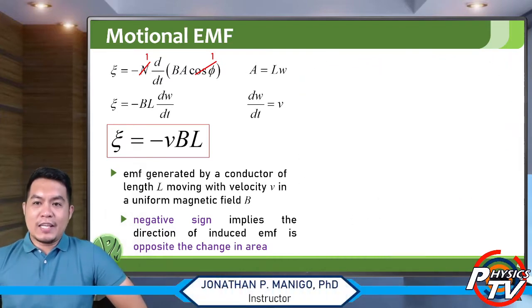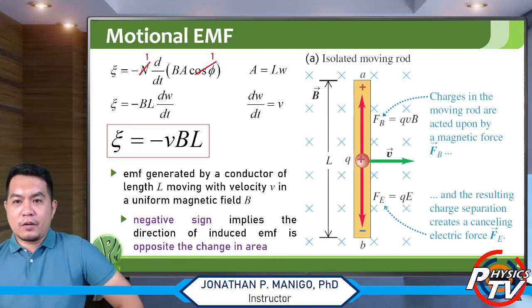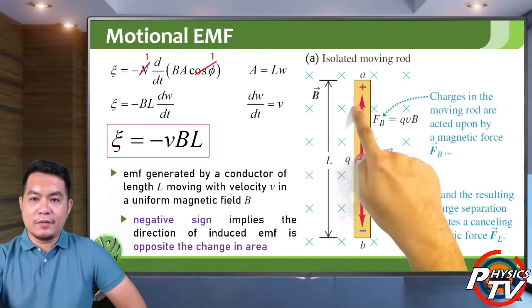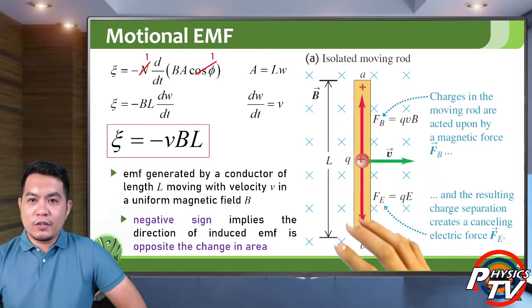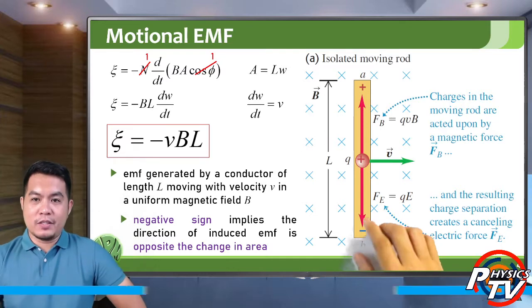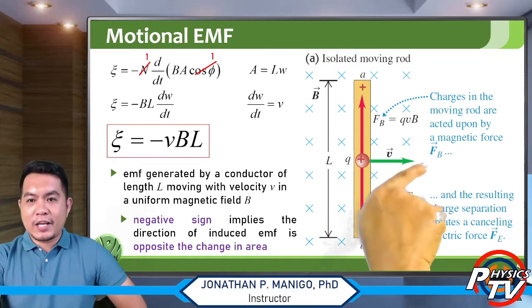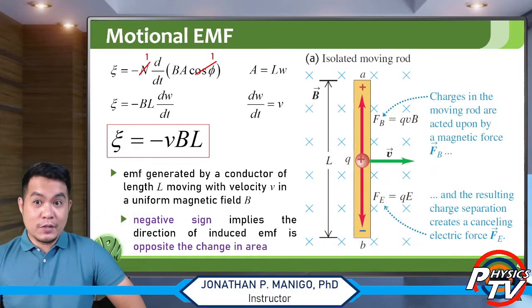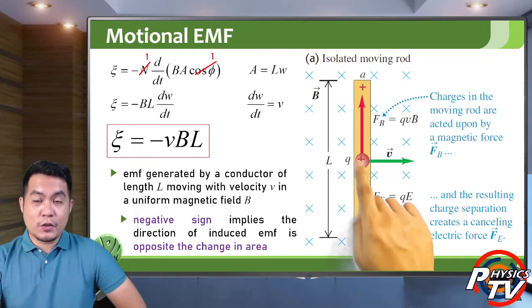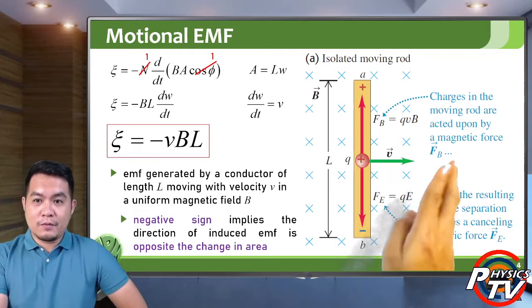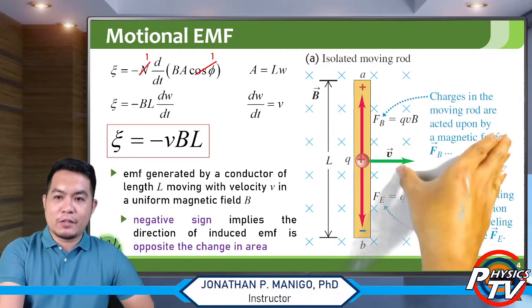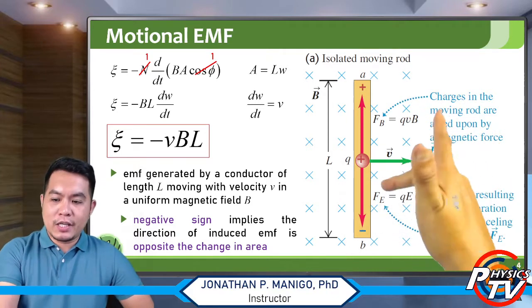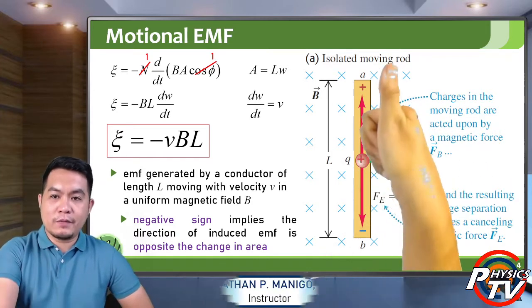And if we analyze that in terms of the force, this is your rod. Your rod contains positive and negative charges. If the rod is moving in this direction, then there will be a force on the positive charge, Q V cross B. V is in that direction, B is into the page, so therefore, this is the direction of the force, upward.